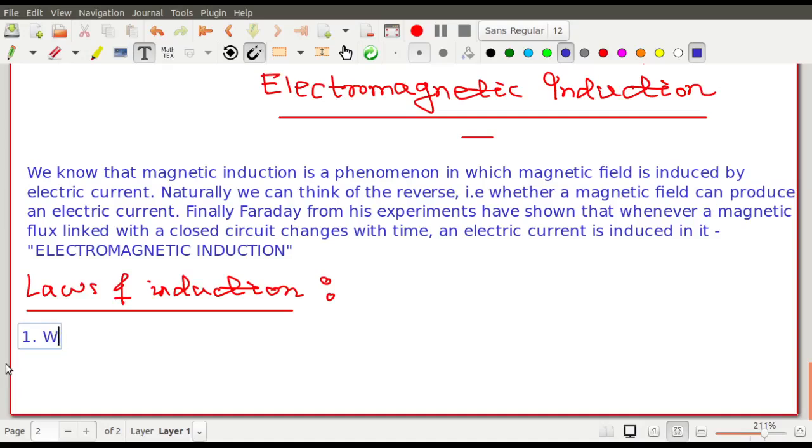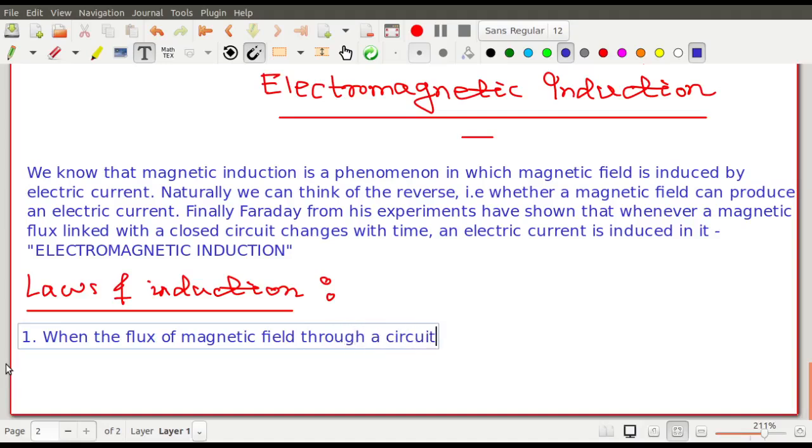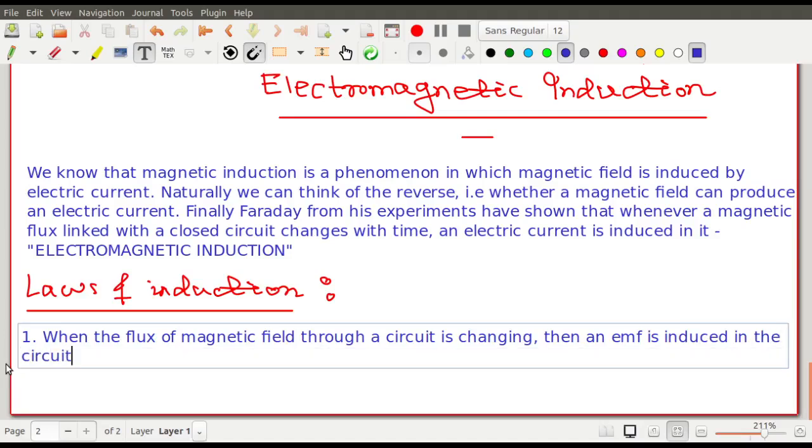So what is it? So it says that when the flux of magnetic field through a circuit is changing, when the flux of magnetic field through a circuit is changing, then an EMF, electromotive force, তড়িৎ চালক বল, then an EMF is induced in the circuit. Right? This is the first idea.